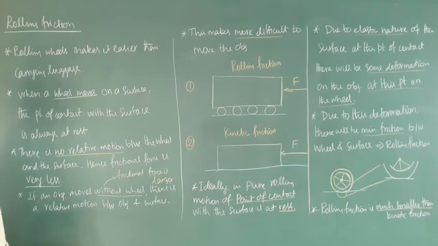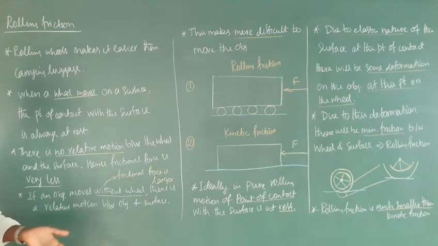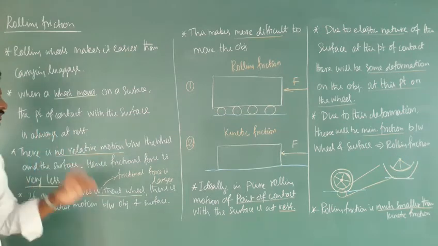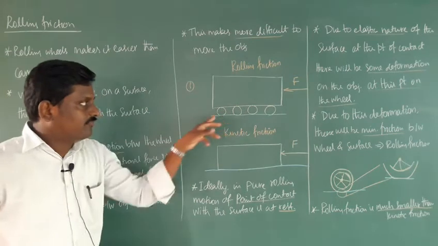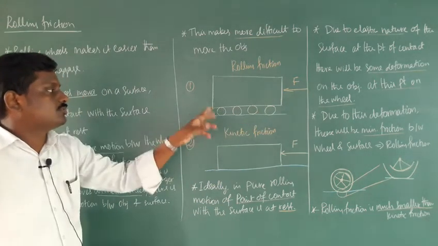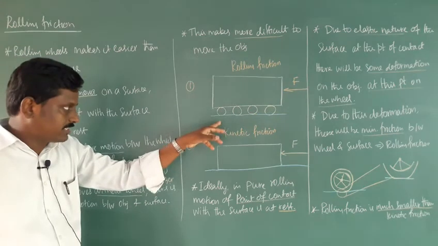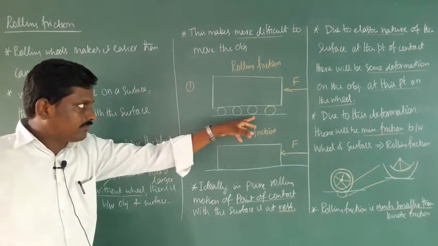Rolling wheels make it easier to carry luggage. A suitcase with wheels is easier to carry. When the wheels move on the surface, the point of contact with the surface is always at rest. Here is the object with a pair of wheels, four wheels in all. We apply a force, so the object moves. This is the point of contact.